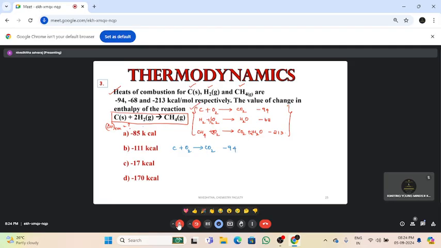Next, our reactant is hydrogen, but we need 2 moles of hydrogen, right? Here we have only 1 mole of hydrogen. We need 2 moles of hydrogen, so we have to multiply this equation by 2. So 2 times H2 plus half into 2 is 1 mole of oxygen, gives 2 moles of water molecule. So throughout we have to multiply with 2. So we have to multiply this value also with 2. So minus 68 into 2.